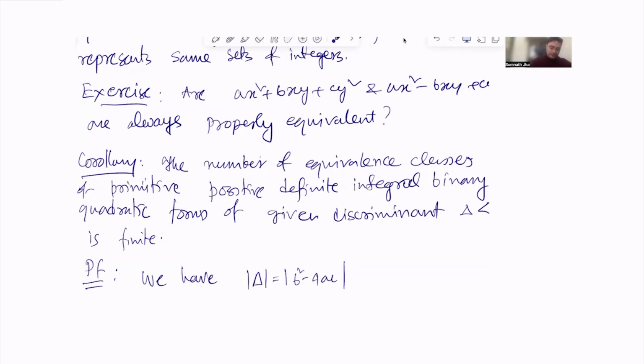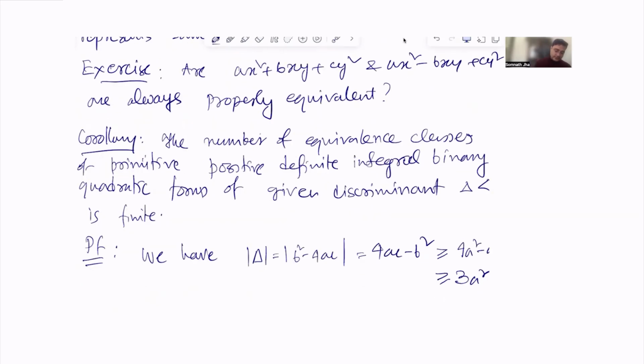Okay, so you look at this delta. In this setting delta is the discriminant, b squared minus 4ac, and it is negative. So mod delta is actually equal to 4ac minus b square, and this is greater than or equal to 4a square minus a square, which is 3a square, right? Because mod b is less than a, we may assume.